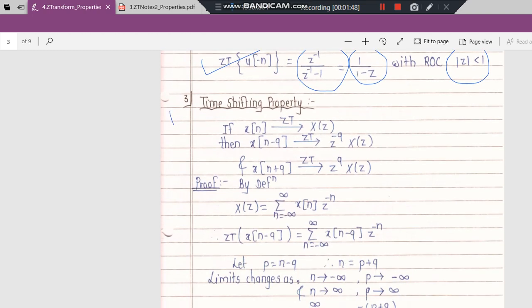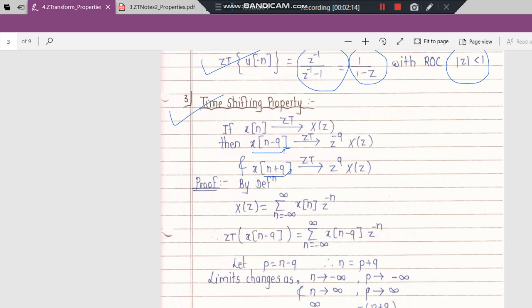The next property is called the time shifting property. In the time shifting property, we are shifting the signal in the time domain, that is, delaying the signal or advancing the signal. What is the effect of this time shifting, advancing and delaying, in the frequency domain?